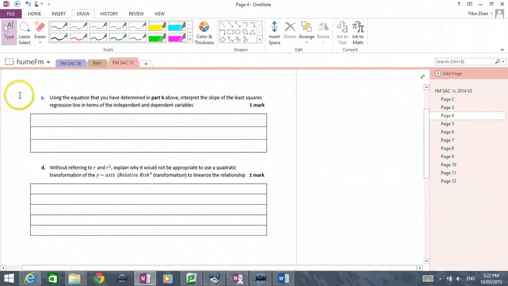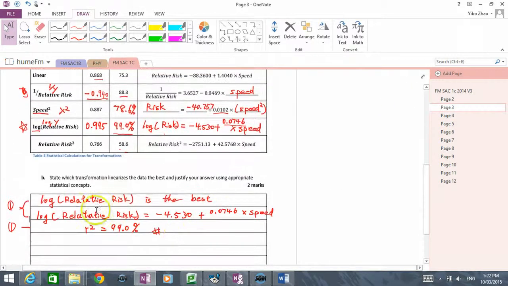Question 2c. We need to use the equation to interpret the slope of the least squares line. Now, the slope, remember, for those who forgot: y equals a plus bx. The slope is b.